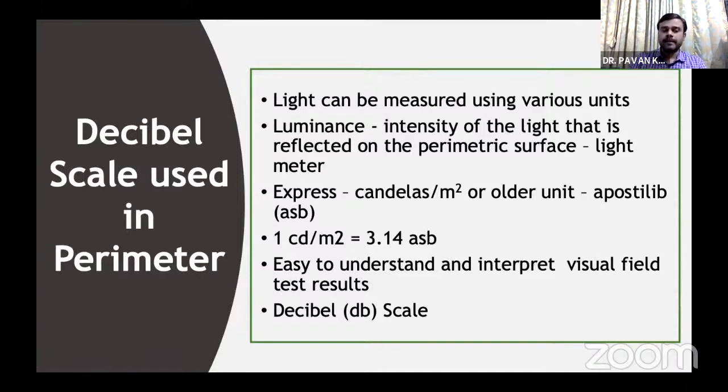Decibel scale used in perimetry. Light can be measured using various units. Luminance is defined as the intensity of the light that is reflected on the perimetric surface, and this can be measured using a light meter. Luminance is expressed as candelas per meter square, or in the older unit, apostilb. 1 candela per meter square is equal to 3.14 apostilb. Since there are so many terms and definitions involved in defining light units, we commonly use the decibel unit to easily understand and interpret visual field test results.